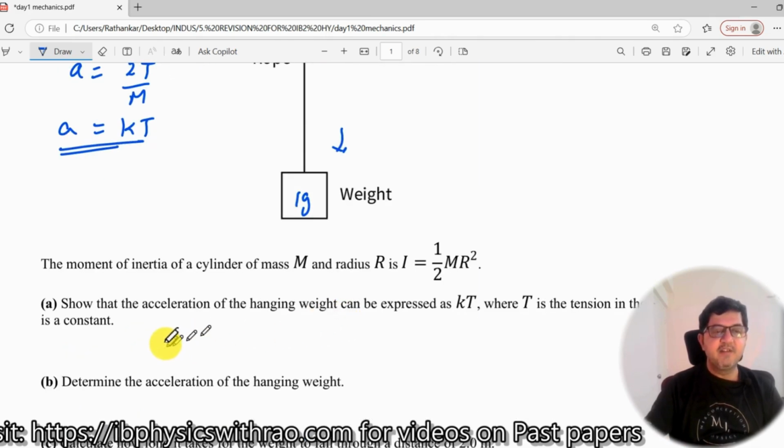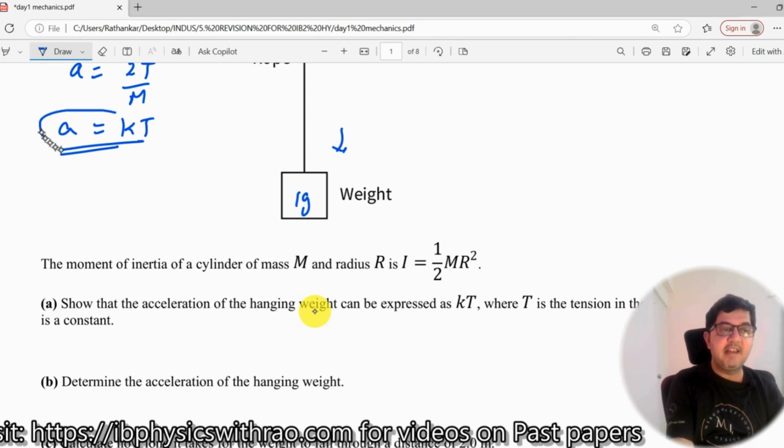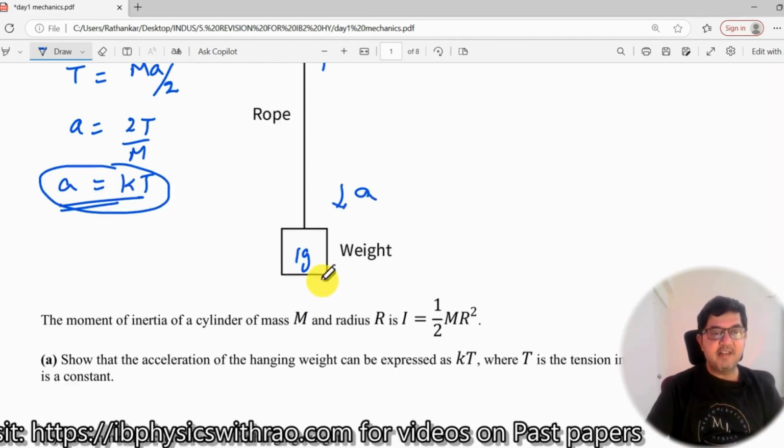See, what does it say? The acceleration of the hanging weight. Okay, he is asking about this hanging weight. How sure are you that the a that I have put over here and the a that I calculate here are one and the same, right? So to understand this, look at this part over here.